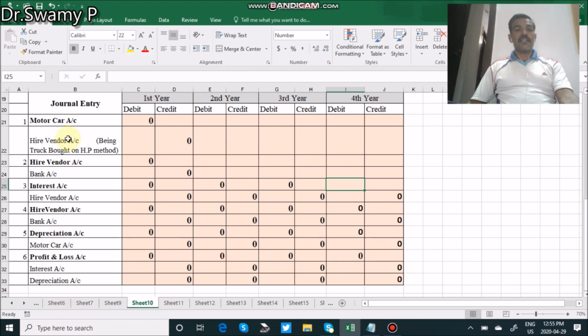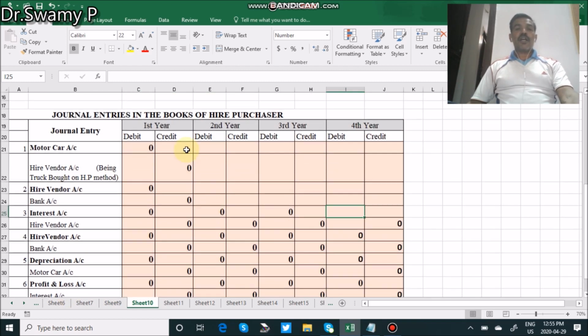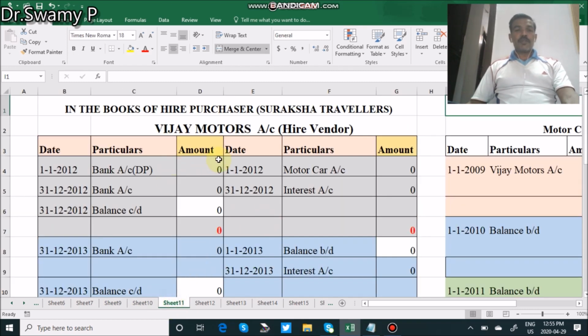Here also, the journal entries for each year remain the same. Therefore, the journal entry amounts will be recorded horizontally. Now, how are these accounts recorded in the ledger accounts? So let me show the journal entries in the books of the hire purchaser.